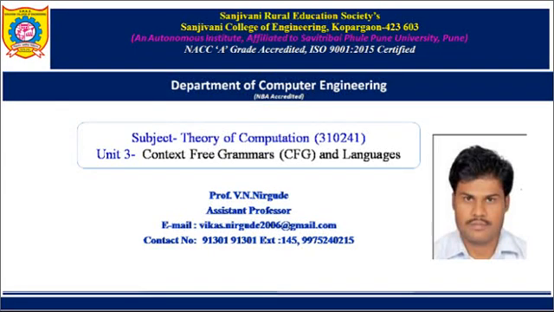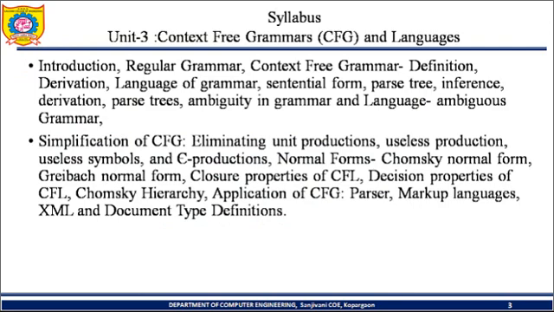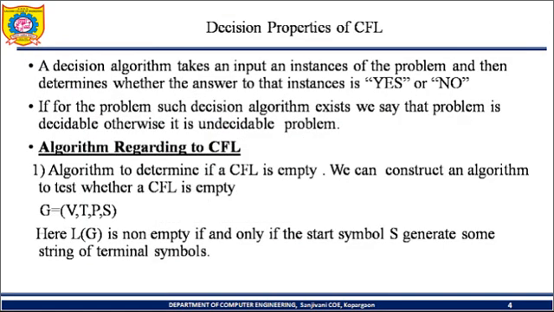In this lecture, we are going to discuss closure and decision properties of the CFG, as well as applications of the context free grammar. So first of all, we will see the closure and decision properties of CFL. So, decision properties of CFL. Here, a decision algorithm takes an input instance of the problem and then determines whether the answer for that instance is yes or no. So in the case of a decision algorithm, we have some input, and with that input we get the answer yes or no, so that decision will be taken.